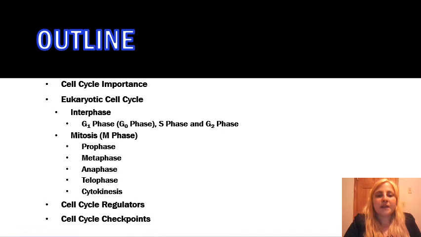I will cover the cell cycle regulators that control the transitions of the cell cycle phases, including cyclin-dependent kinases, also called CDKs, cyclins, CDK activating enzymes, and CDK inhibitors. Finally, I will review the important cell cycle checkpoints that regulate the cell cycle efficiency.